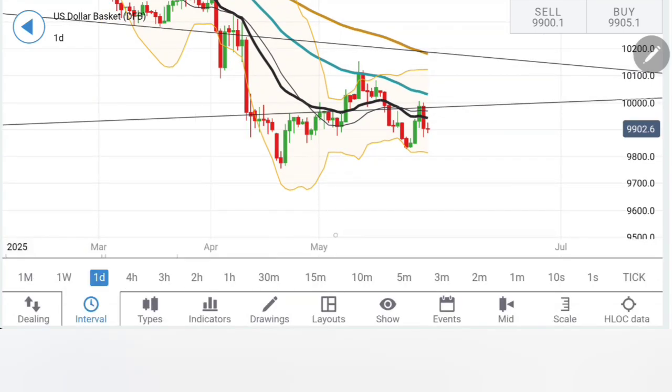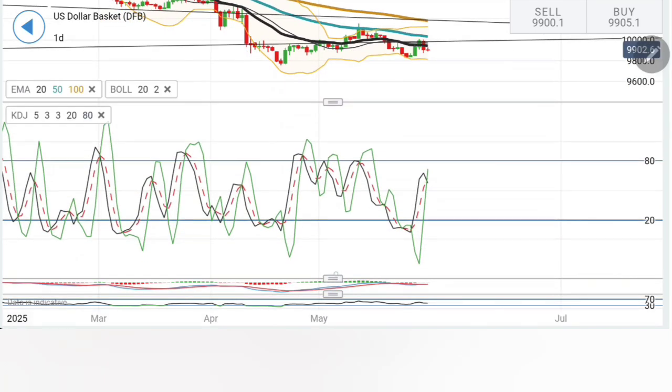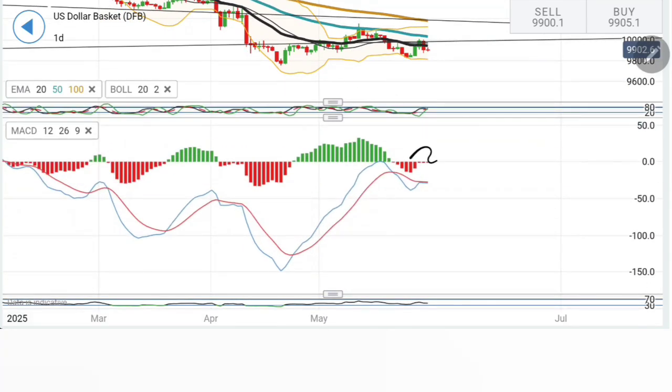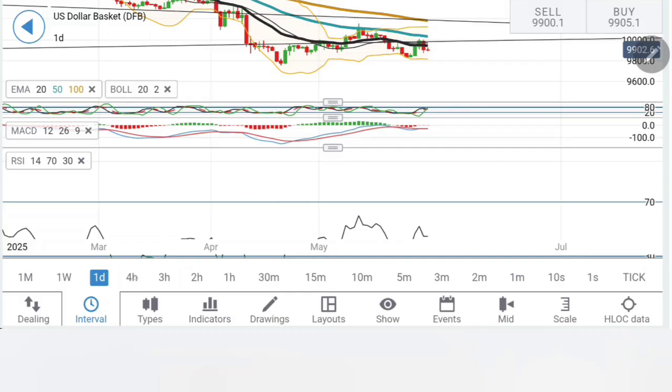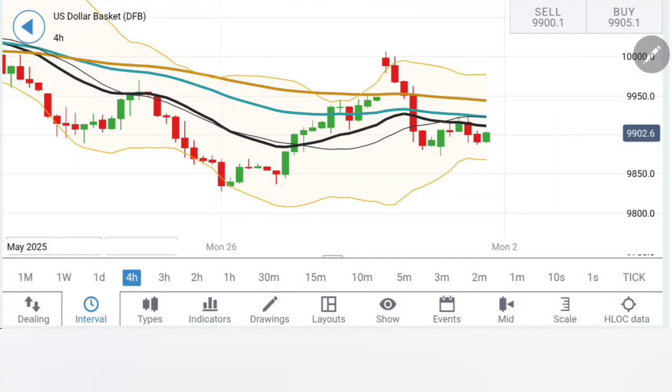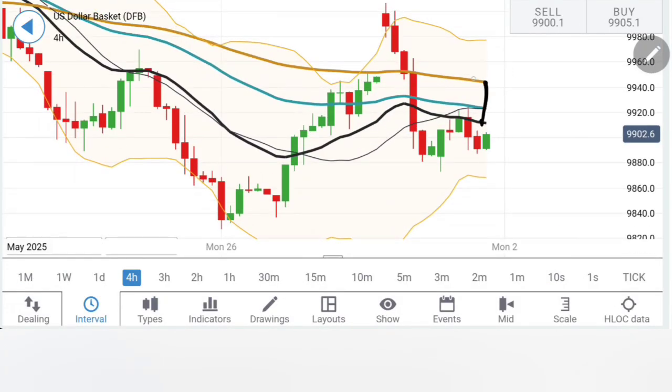If you see the stochastic, it is comfortably placed after the retracement. The MACD is right now on the sell. It has not yet crossed over on the buy side. The RSI is comfortably placed here. On the 4-hour charts, a similar observation holds. Look at the moving averages. These are trading with divergence and bearishness. Notice after the drop, retracement, drop.